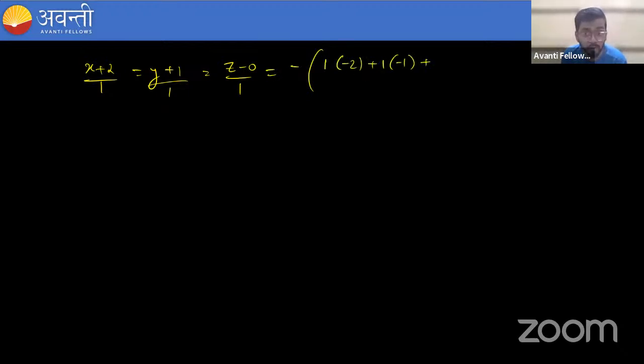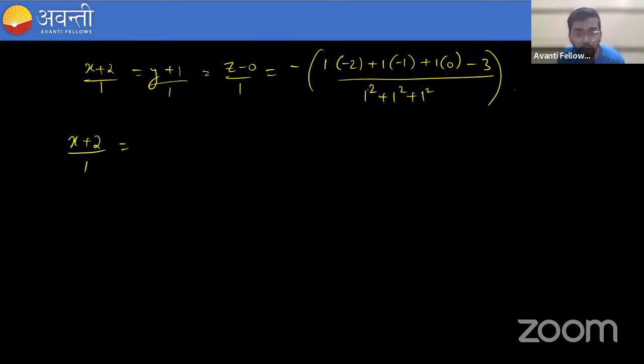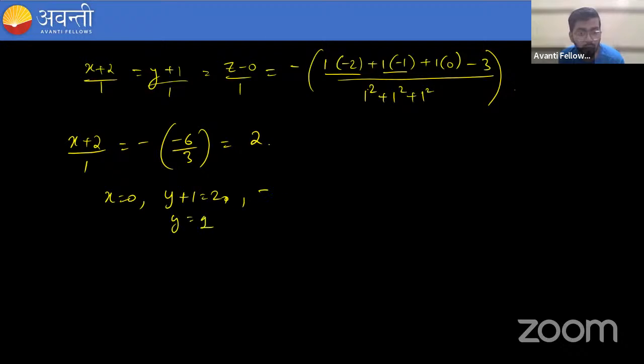(x+2)/1 = (y+1)/1 = (z-0)/1 = -(1 times -2 plus 1 times -1 plus 1 times 0 minus 3)/(1 square plus 1 square plus 1 square). So here you will get (x+2)/1 equals minus of (-2 - 1 - 3), which is minus 6, upon 3, so this will come out to be 2. So x is 0, and y plus 1 is 2, so y comes out to be 1, and z is equal to 2.